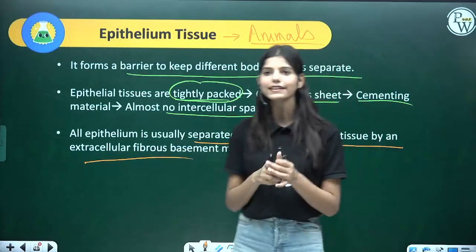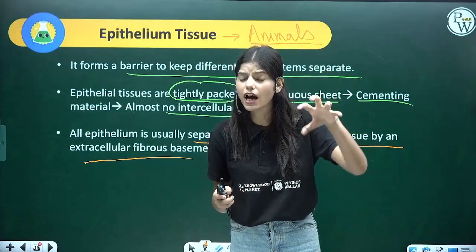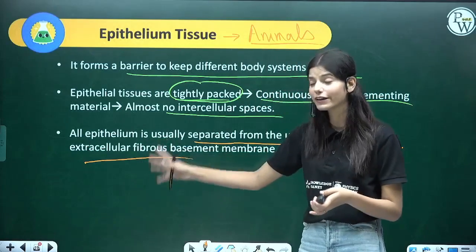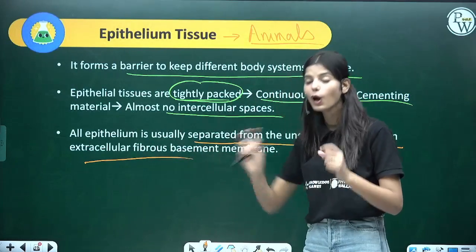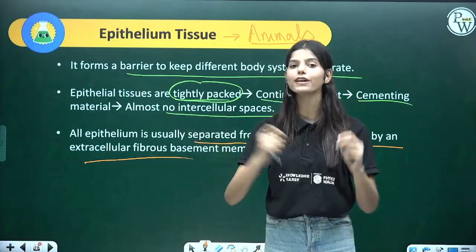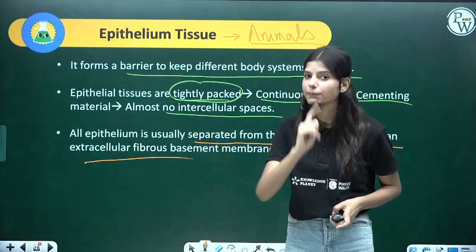So it is not like that epithelium is in direct contact with the content of the organs. There will be one more material called the extracellular fibrous basement, which is separating the epithelium from the content of the organs.